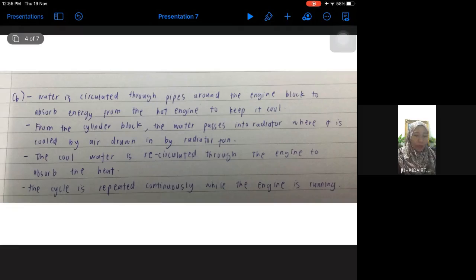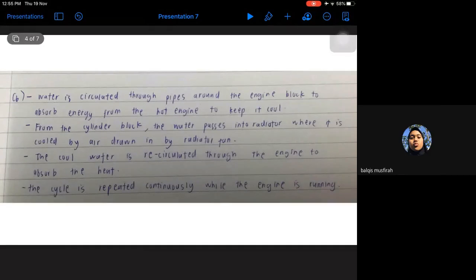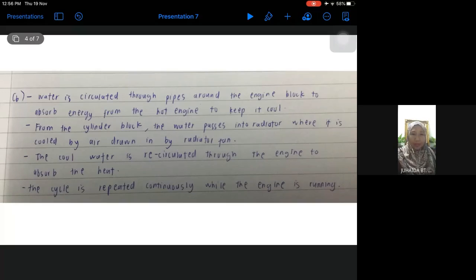Okay. So point number 2. Okay. Water has high specific heat capacity. Okay. Comma. Flow into the engine. Okay. Kemudian dia buat apa? The water absorb heat from engine. Yes, absorb more heat from the engine.